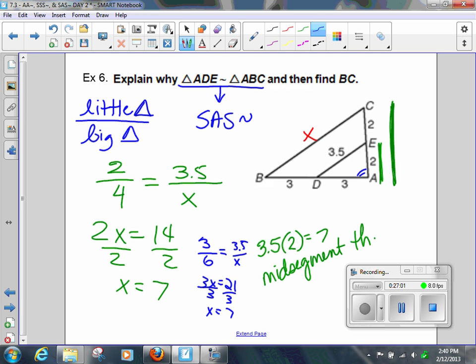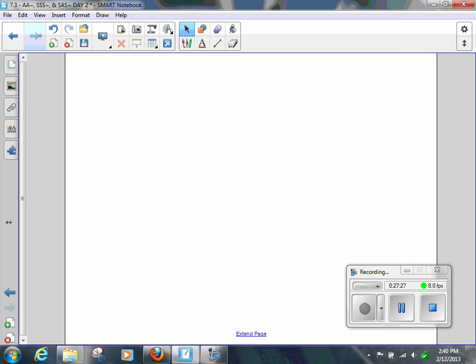And you guys are figuring out that there's more than one way to skin a cat, aren't you? Some of you, how many of you use the mid-segment theorem? Hold up your hands. How many of you used similarity proportions? Raise your hands. That's cool, folks. I don't care how you solve them as long as you get them right in the end. Let's look at the next one.